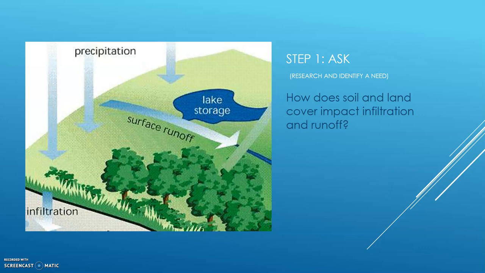Step number 1 of the engineering design process asks, research and identify a need, which would be how does soil and land cover impact infiltration and runoff, which we looked at through the website that was provided, which was really interesting, a way to look at infiltration and runoff.